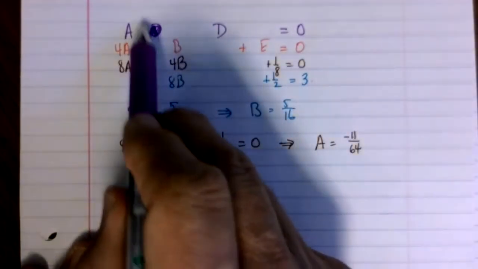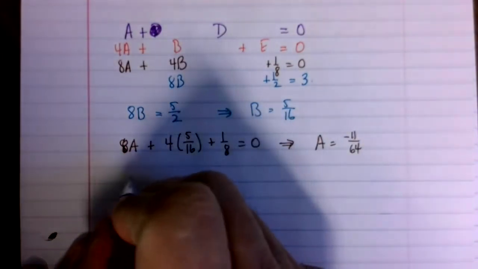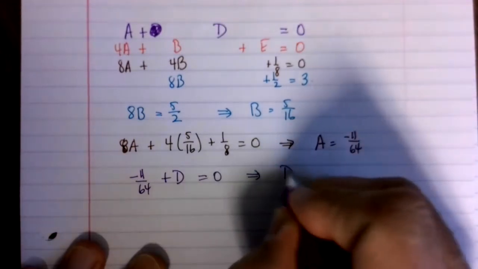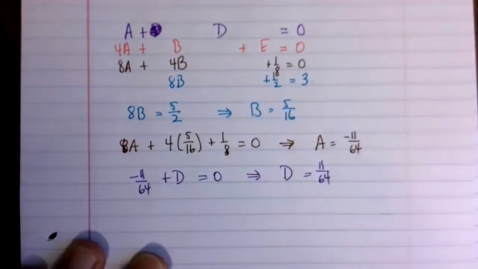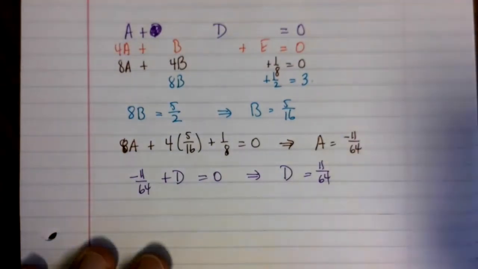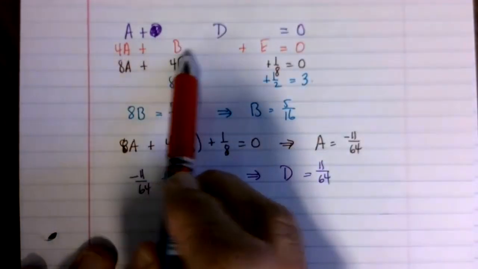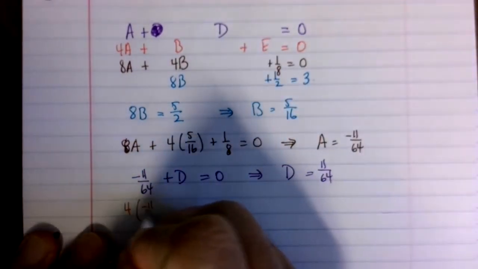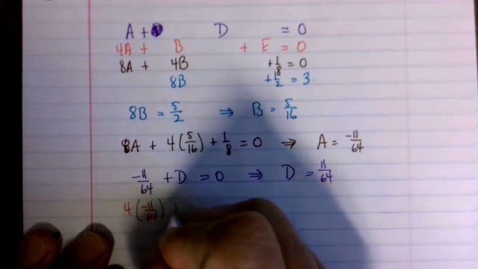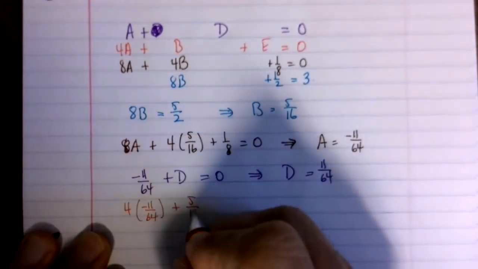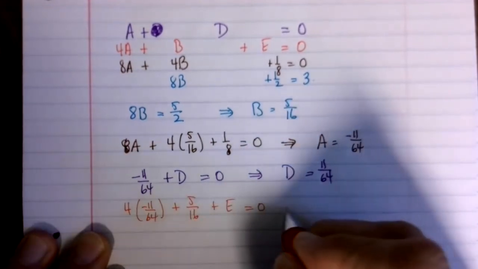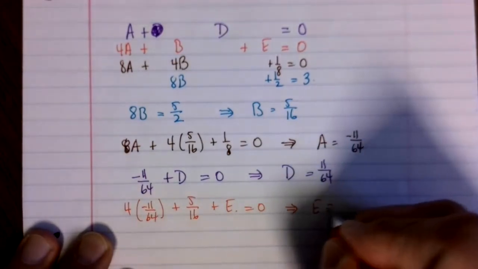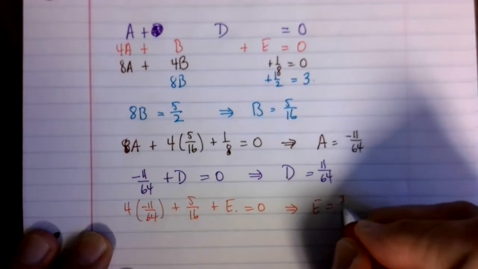I can take this and go to the top line. So a is equal to -11/64. So -11/64 plus d equals 0. And therefore d will be 11/64, positive. And finally, I know a and b, so that allows me to solve for e. So 4 times a, -11/64, plus b, 5/16, plus e is equal to 0. And so I've got the one variable here, and that means that e is equal to 3/8 if I solve for e.